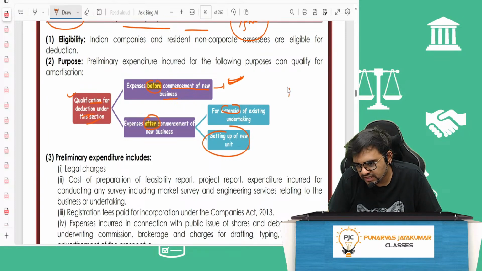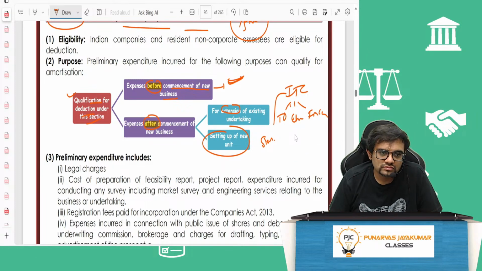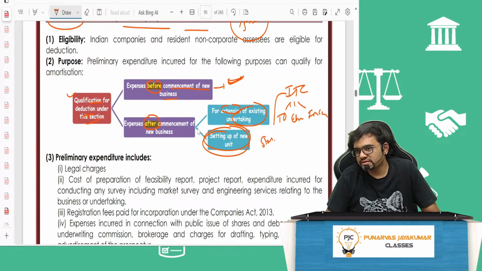If ITC, they already have tobacco, they already have chocolates, they already have fast moving consumer goods, they already have stationery, they already have hotels. They want to add one more now. Is it preliminary expense? Yes, because they are adding a new business, new undertaking. Setting up of a new unit. Or they want to extend an existing undertaking.